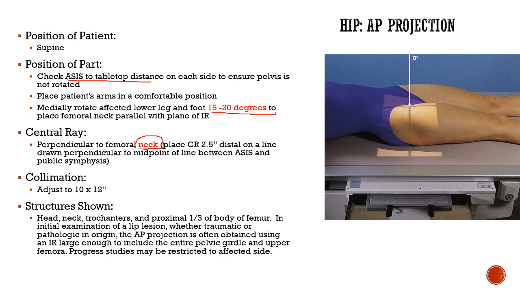Many times this AP projection is obtained not just down to the 10 by 12, but actually opened up to the 14 by 17 to get the entire pelvis. And so this could be a possible progress study.